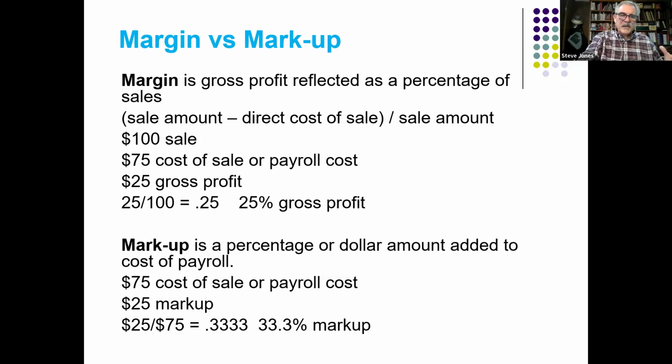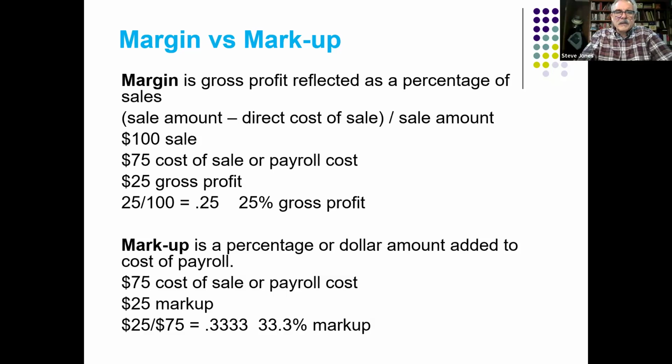Now, I'm not going to spend a lot of time on this, but let's just make sure we get our lingo correct. Margin is a percentage, and it is based upon the gross profit as a percentage of the sale amount. So if the sale amount is $100 and there's a $10 gross profit, it's a 10% margin. So we can talk about gross profit and margin as a percentage.